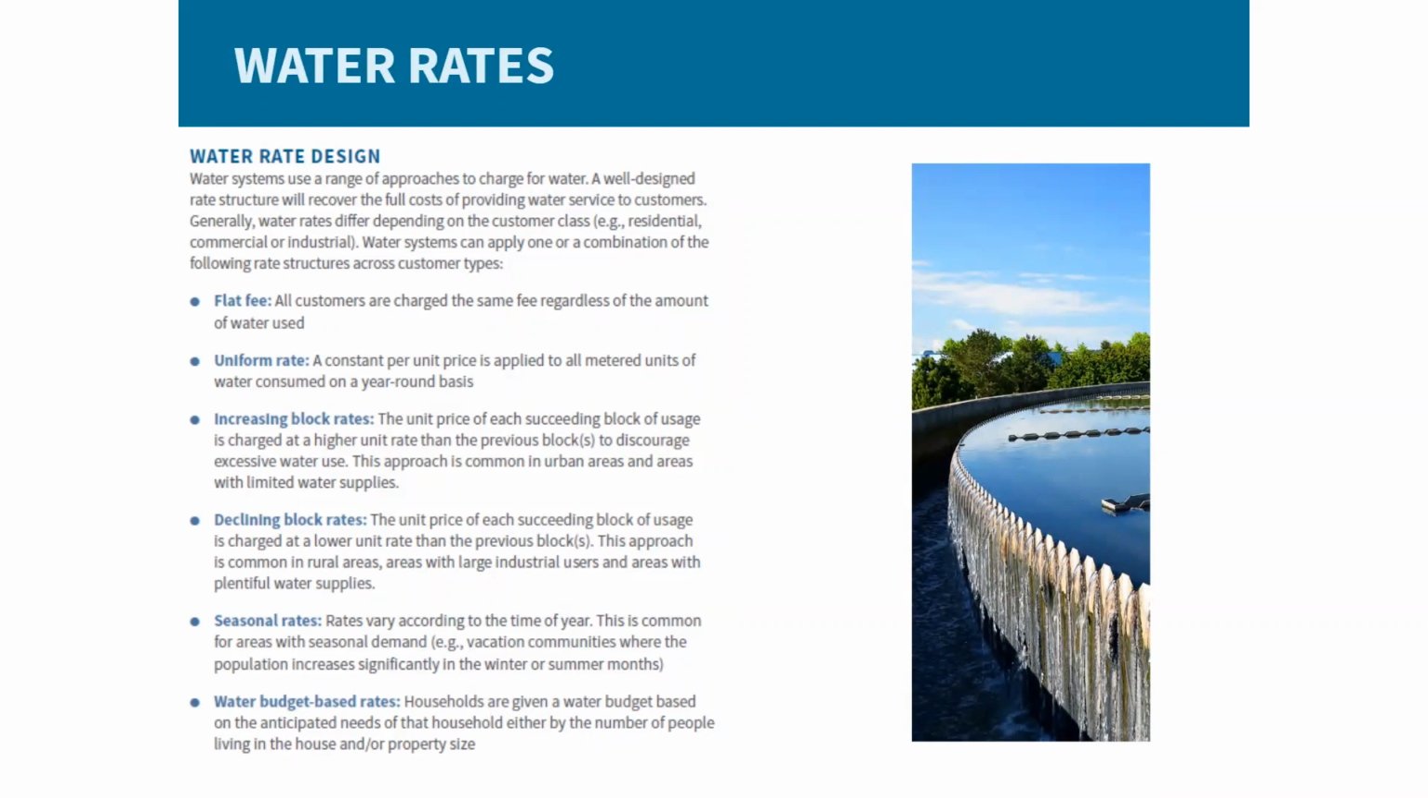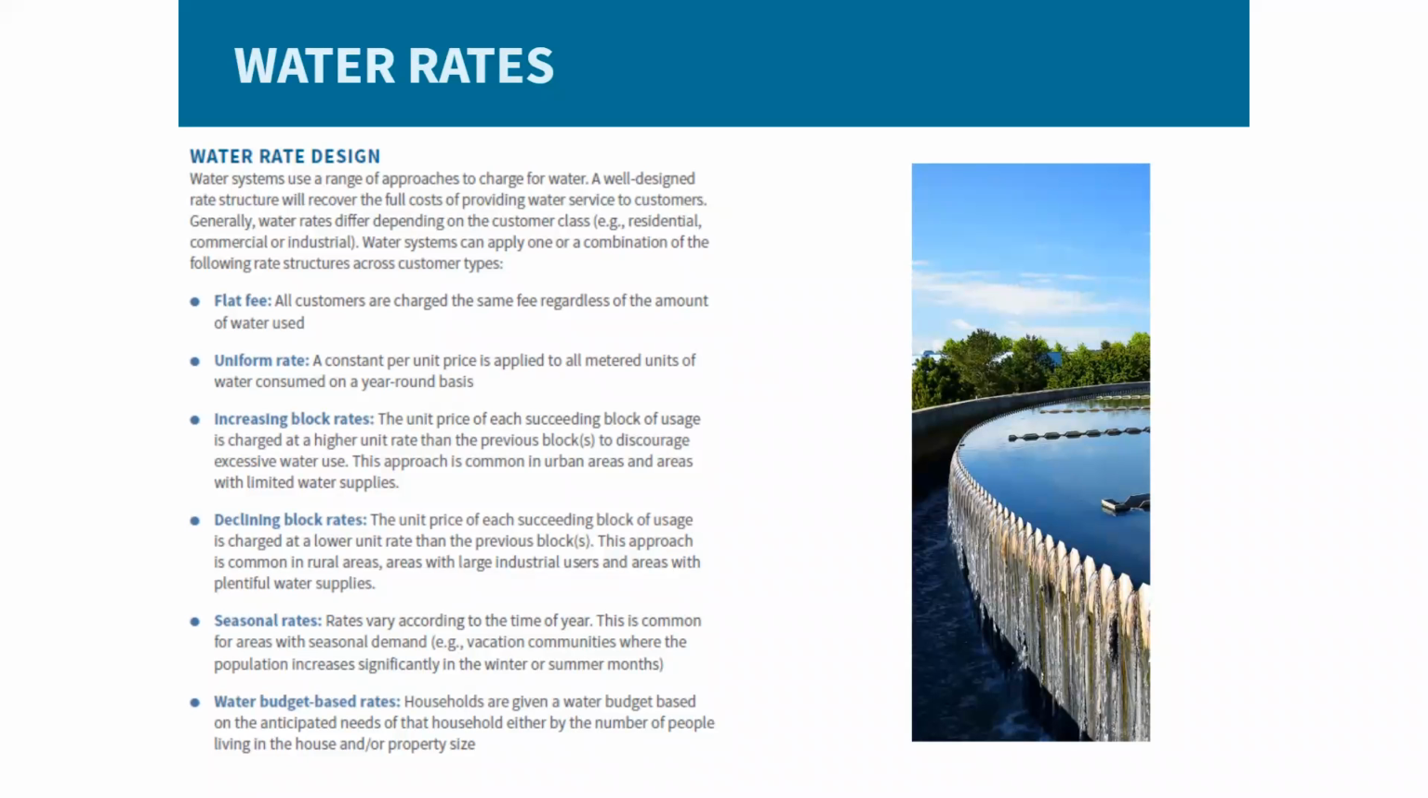Water systems use a range of approaches to charge for water. Rate structures should recover the full cost of providing water service to their customers. In general, a water system will use a different rate structure depending on the type of customer. For example, a residential customer will usually pay a different rate for their water than a commercial or industrial user. Here we've listed a few different types of water rate structures, which water systems can use individually or in combination.